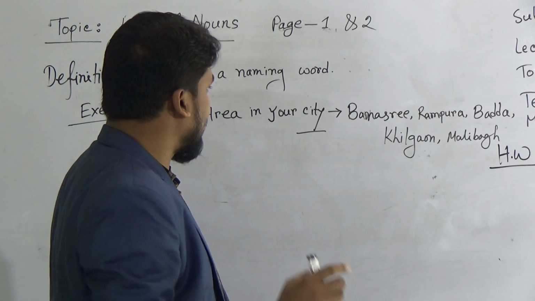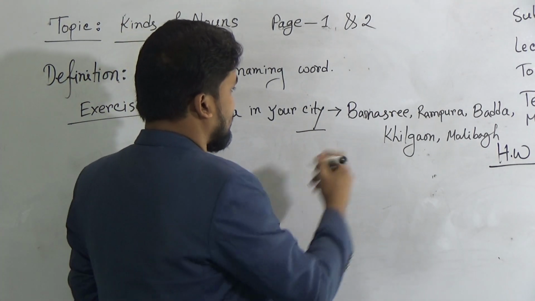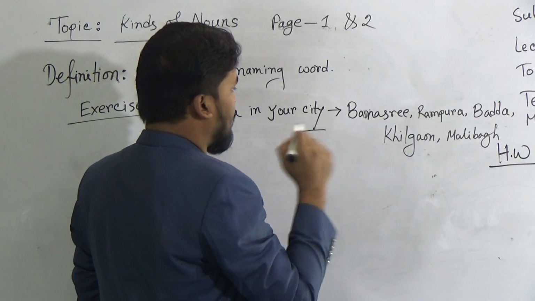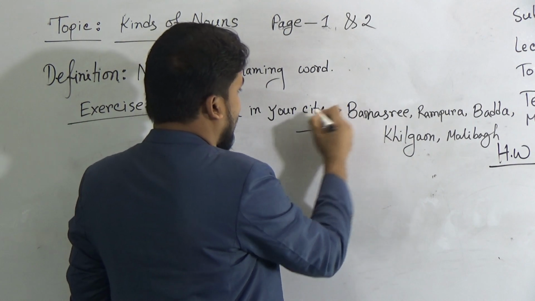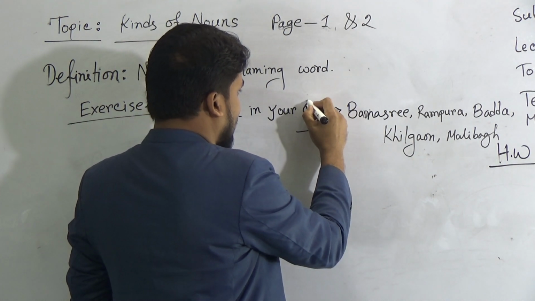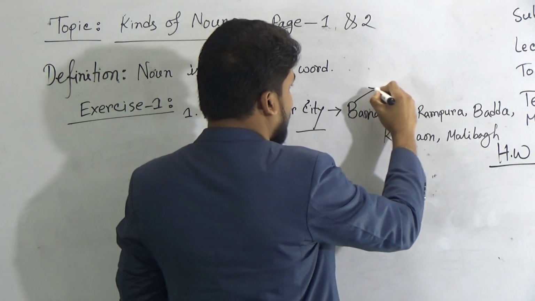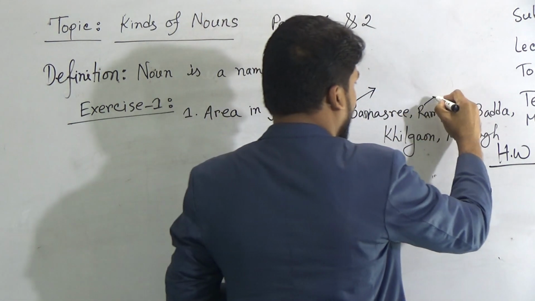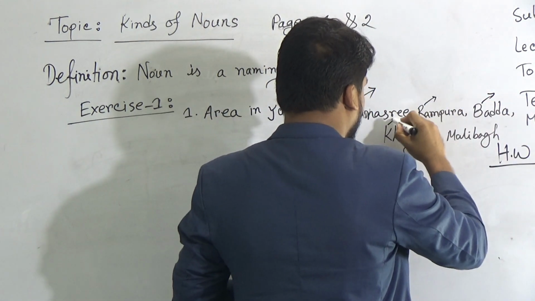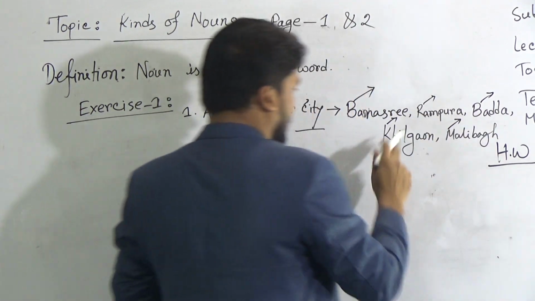Okay, there is a prominent feature between common noun and proper noun. Common noun starts with a small letter, and proper noun starts with a capital letter. All proper nouns will be in capital letter. Okay, this is capital letter.